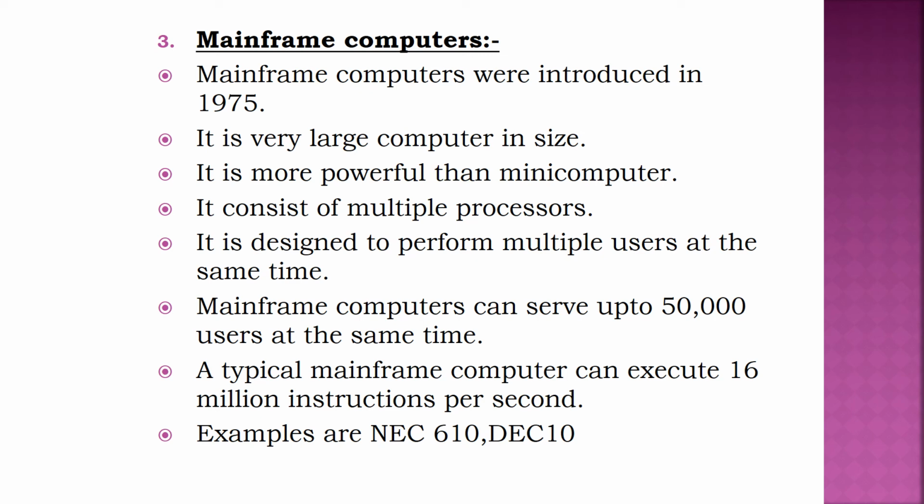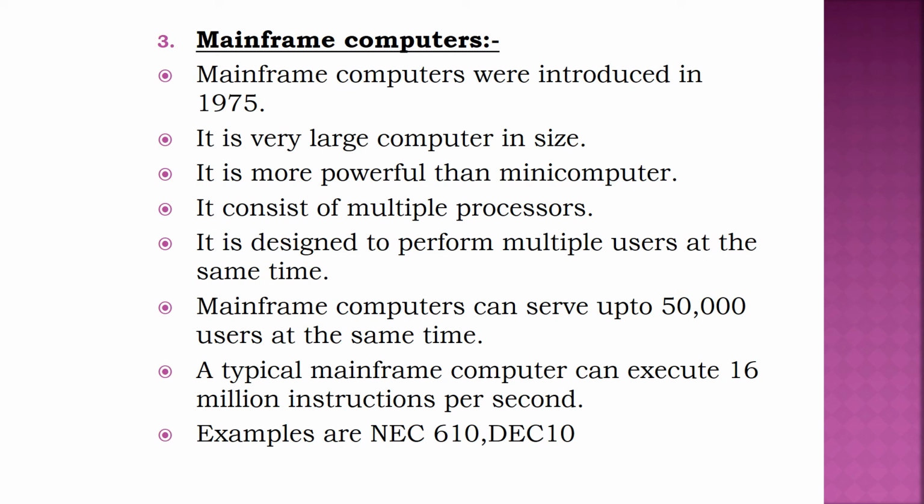Typically, a mainframe computer can execute 16 million instructions per second. For example, we have NEC 16 and DEC 10. These are the different types that come under mainframe computers. Let's come again to the key points of mainframe computers. It was introduced in the year 1975, is large in size, and is more powerful than minicomputers.